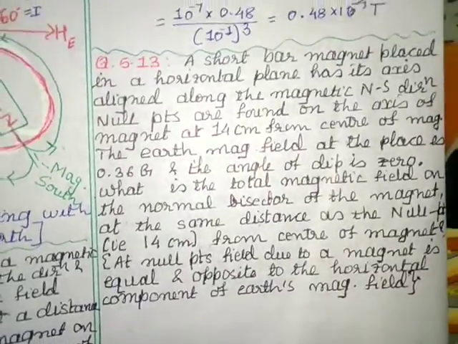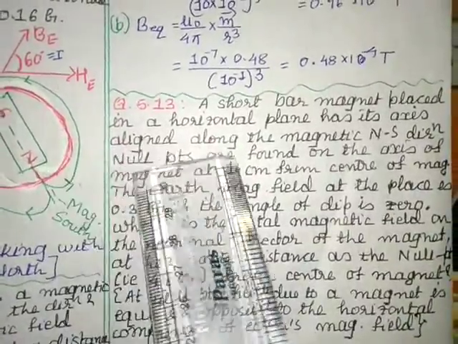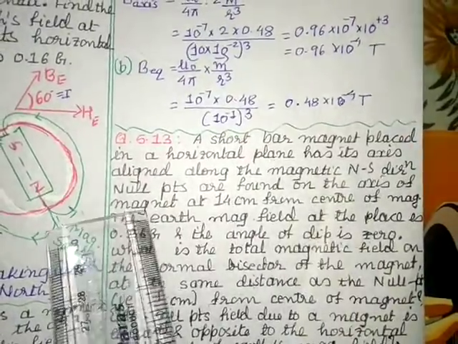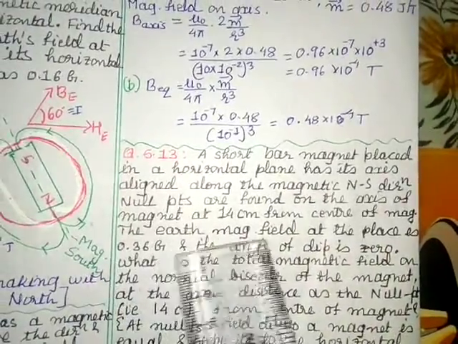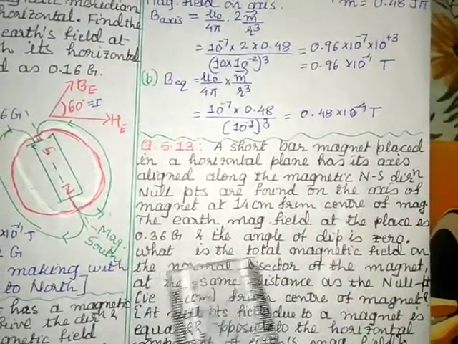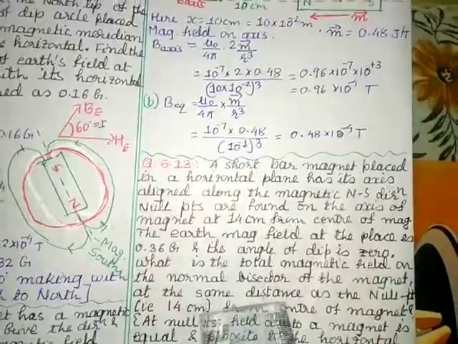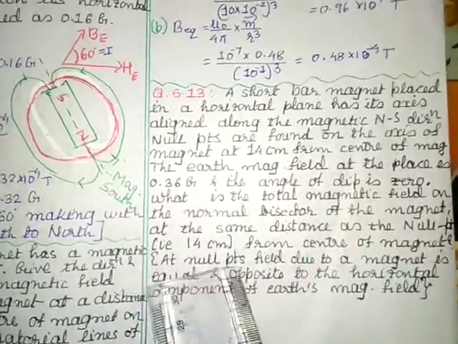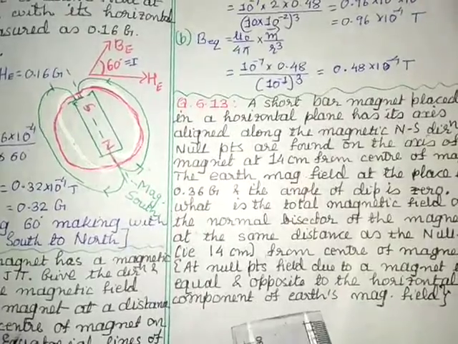Question number 5.13. A short bar magnet placed in a horizontal plane has its axis aligned along the magnetic north-south direction. Null points are found on the axis of the magnet at 14 cm from the center of the magnet. The Earth's magnetic field at the place is 0.36 Gauss and the angle of dip is 0. What is the total magnetic field on the normal bisector of the magnet at the same distance as the null point, that is 14 cm, from the center of the magnet? At null points, the field due to the magnet is equal and opposite to the horizontal component of Earth's magnetic field.